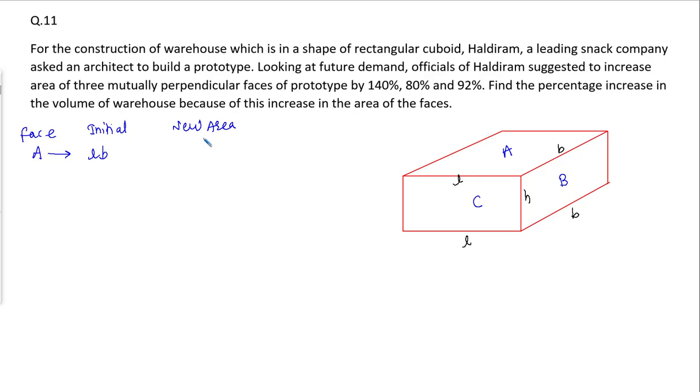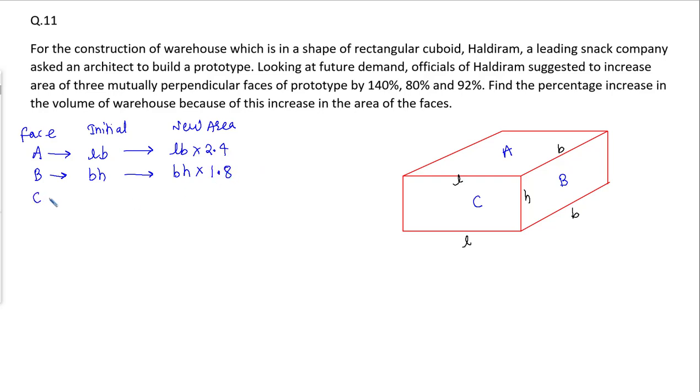It is going to increase by 140%. To increase this LB by 140%, we need to multiply it by 2.4. The multiplying factor is 1 plus 140 by 100, 1 plus 1.4, that is 2.4. The area of face B is B into H initially. After that, we are going to increase this by 80%. So the new area becomes B into H into the multiplying factor, which is 1 plus 80 by 100, that is 1.8.